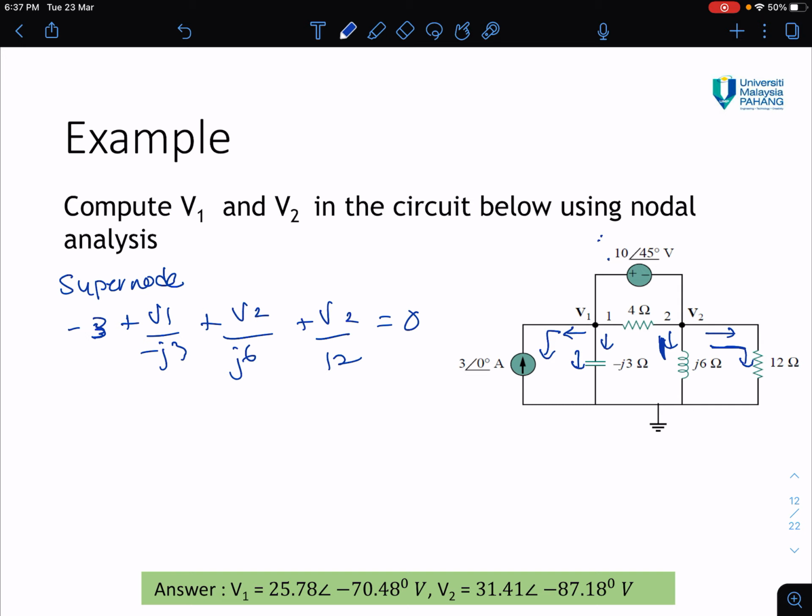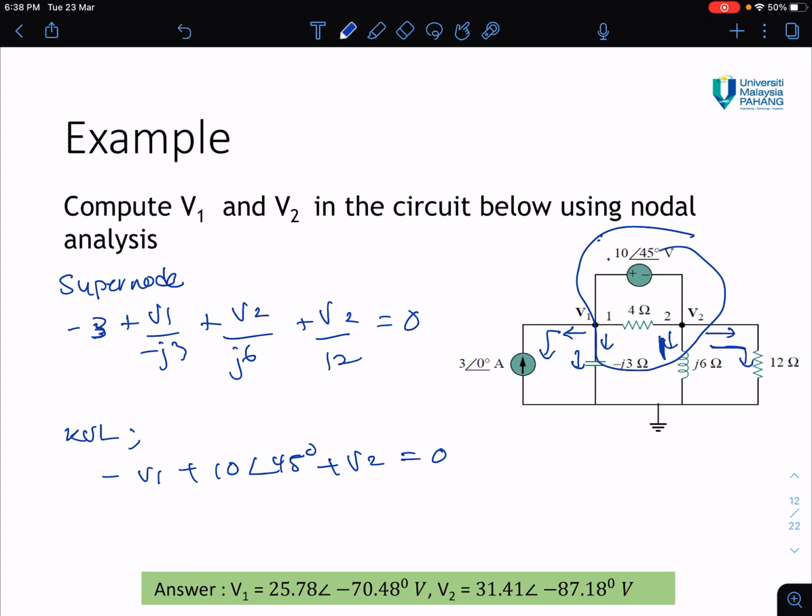And then we need to consider the KVL equation for this part. What is the KVL equation for this part? It is minus V1 plus 10∠45 degrees and then plus V2 equals 0. And then later on we need to simplify the equations.